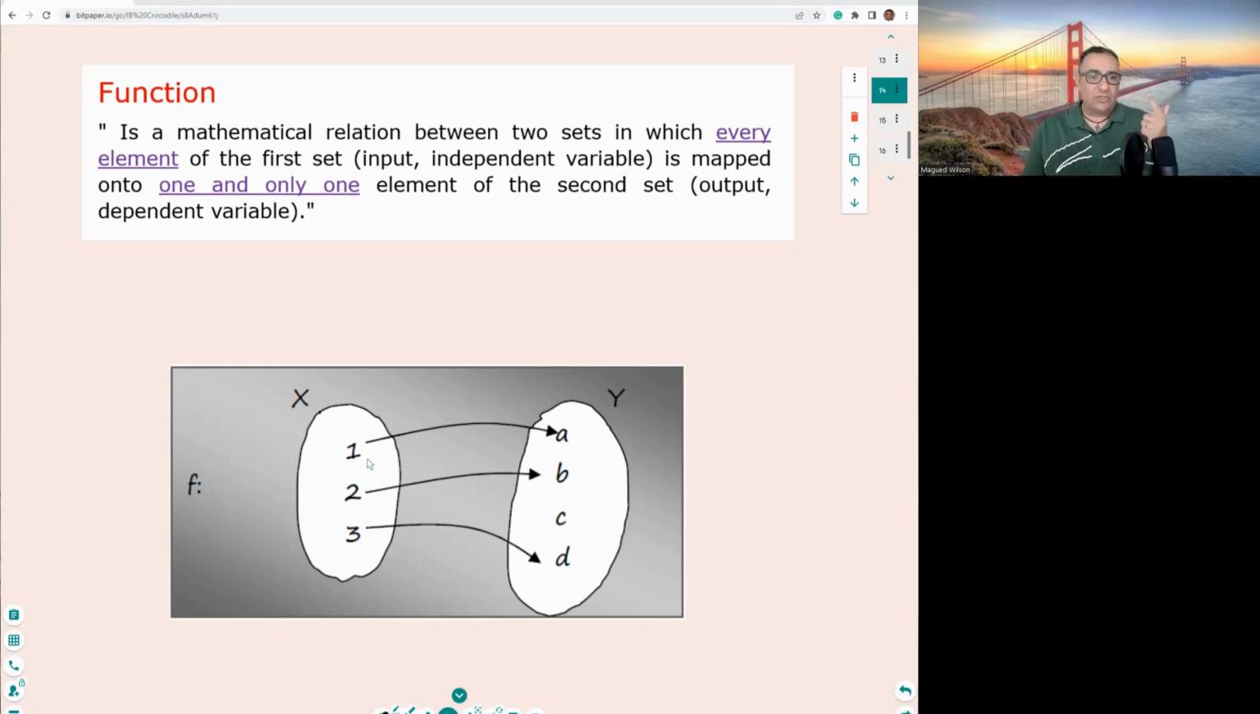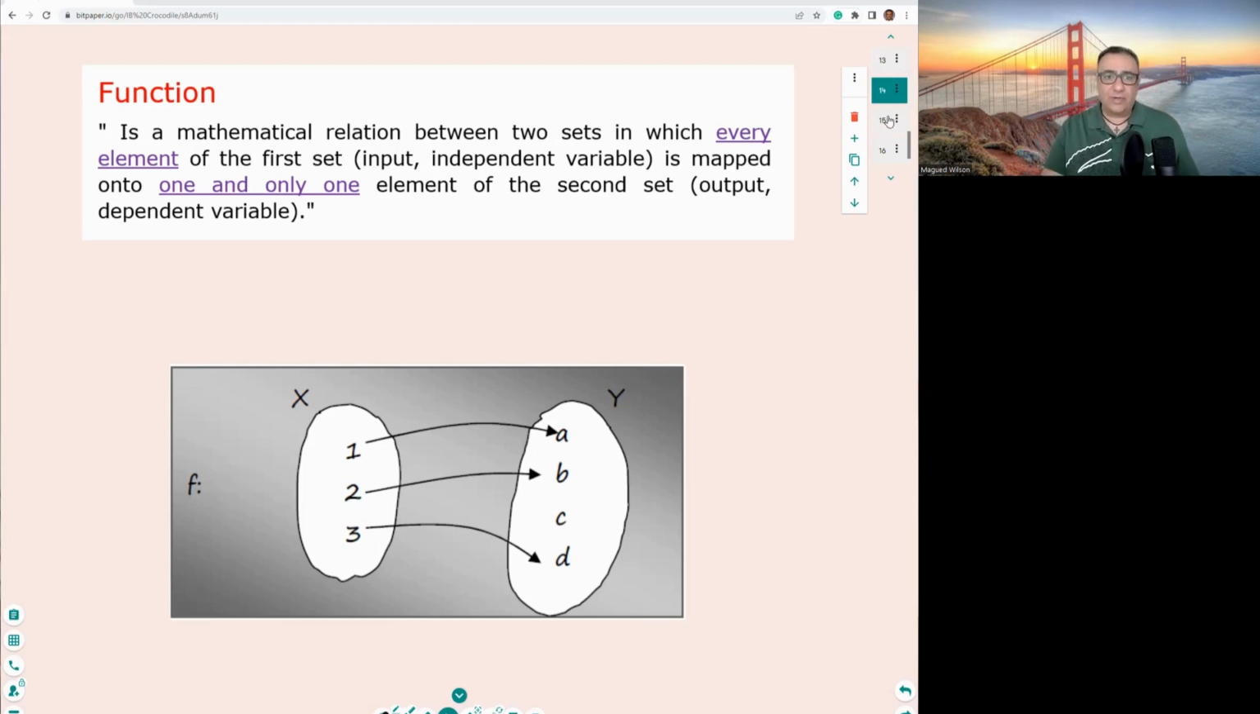The second condition is that it is mapped onto one and only one. What does it mean? It means, for example, 1 here has an image A. Okay, so it has only one image. 2 has image B, right? It's only one arrow coming from 2 to letter B. And then 3 has one arrow coming to letter D. So that means this example here is a function.